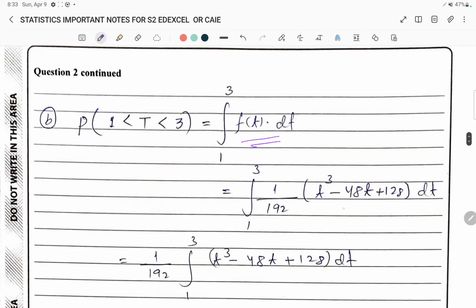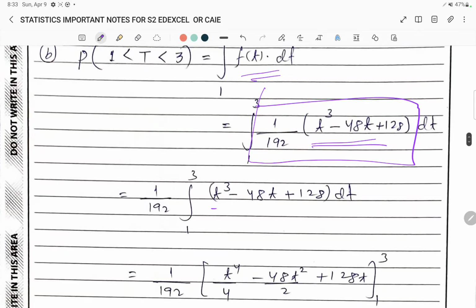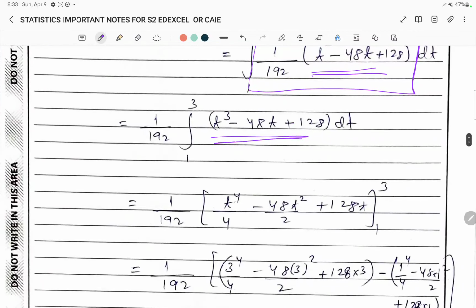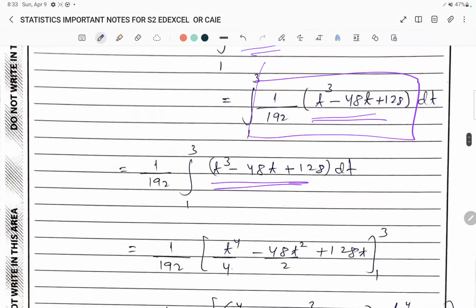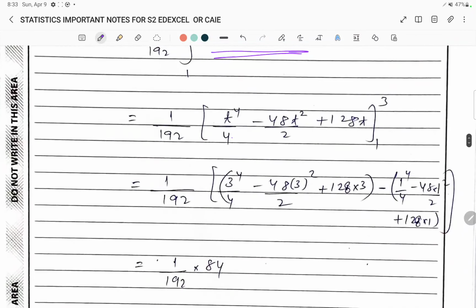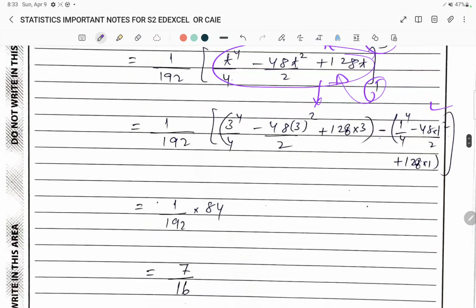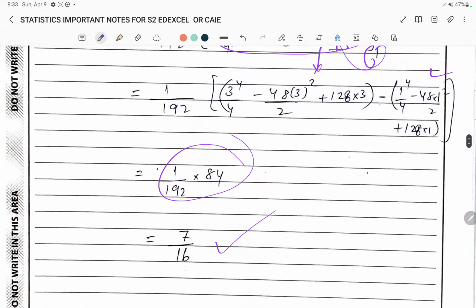So from 1 to 3, 1 over 192, and this is your f of t, right? So 1 over 192, simply integrate t to the power 4 over 4 minus 48 t square over 2 and 128 t. Put in the limits 1 to 3. When you put 3 inside, this will give you the upper limit. Then minus, when you put 1 inside, it will give you the lower limit. Just calculate carefully, and you will get 7 over 16.